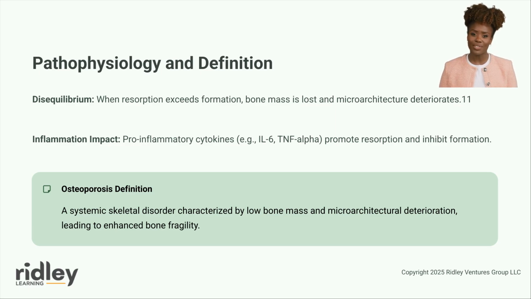This definition emphasizes that osteoporosis involves not merely a reduction in the quantity of bone, but also qualitative changes in bone structure. These changes include trabecular thinning, loss of trabecular connectivity, and increased cortical porosity that compromise mechanical competence, independent of bone mineral density alone.